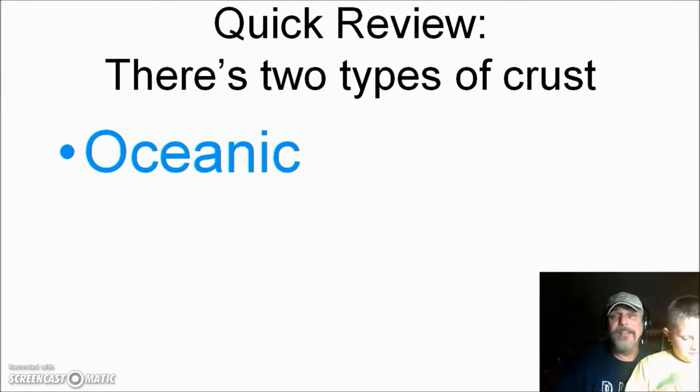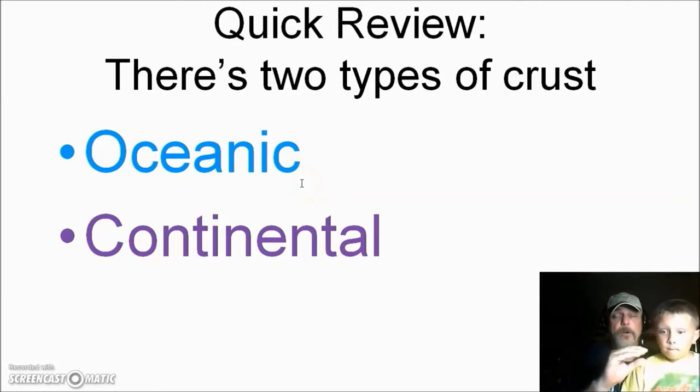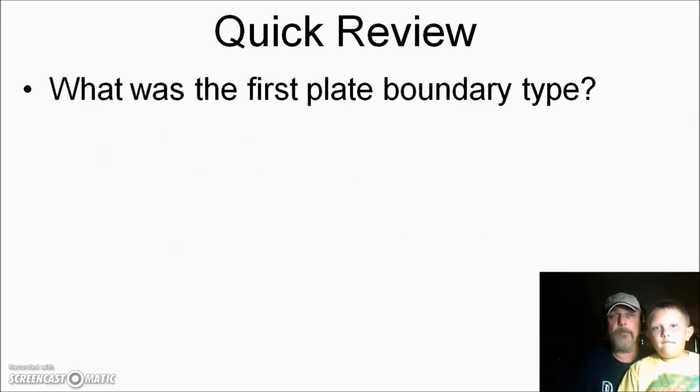Let's find out. Now, the first type is oceanic, and obviously this is going to be the type of crust that's found under the ocean. And then next is continental, and that's where we live. That's dry land. And if you remember a couple things, oceanic is going to be more dense and thinner, and continental is going to be much, much thicker and much less dense. Those are two key concepts that you really need to remember.